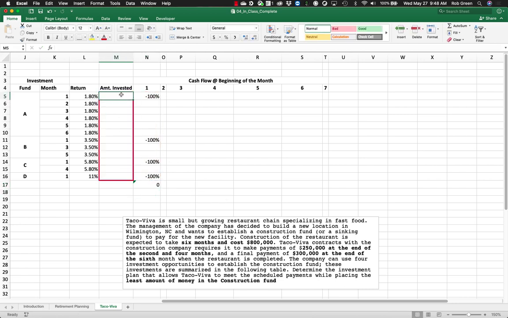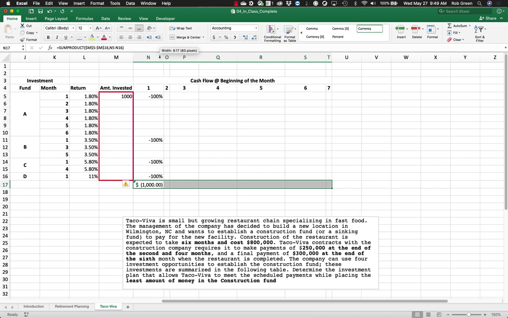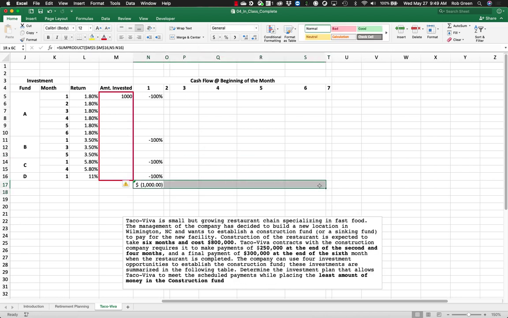Well, let's look at it this way. If I decide to invest $1,000 in Fund A during month 1, that costs me $1,000. $1,000 flows out of my bank account. We're going to represent that as a negative dollar amount. Hopefully that makes sense. If it does not, spend a little time, work with this. It will come to make sense very, very quickly.